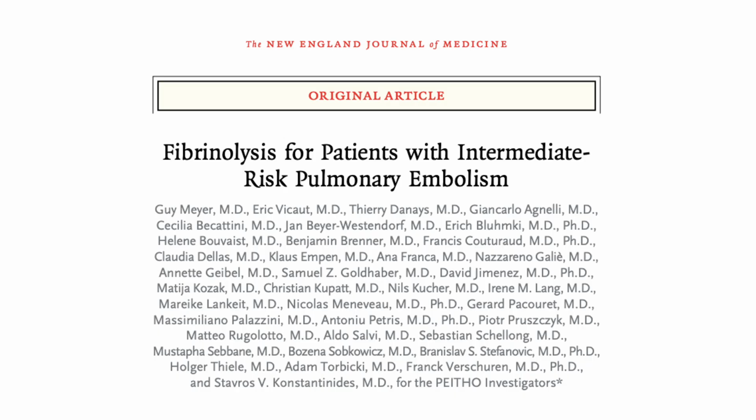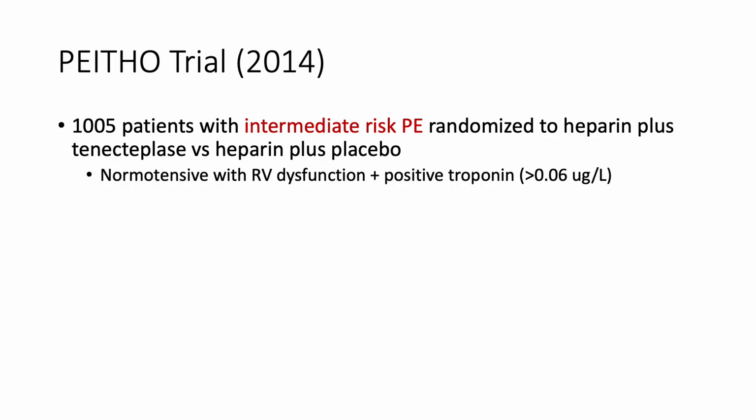Well, the biggest trial that's asked that question was the PEITHO trial that was published back in 2014, and it was looking at using thrombolysis in patients with intermediate risk pulmonary embolism. Now, the PEITHO trial enrolled 1,000 patients with intermediate risk PE. They were randomized to heparin plus thrombolysis with tenecteplase or heparin plus placebo. And the patients were defined as intermediate risk if they had normal blood pressure, RV dysfunction on echo, and a positive troponin. So they would have been that intermediate high risk category.